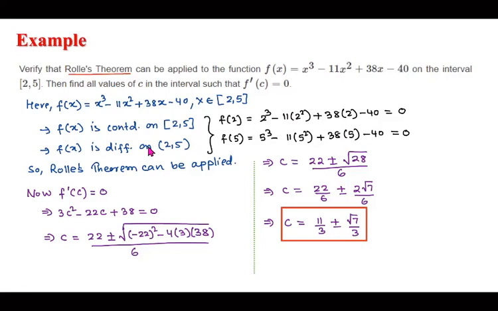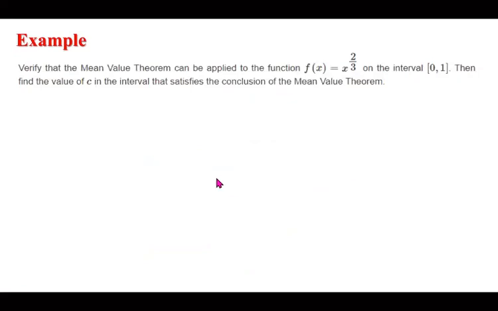Now, let's move on to example 2. Here is our example. Verify that the mean value theorem can be applied. Now, this question is on the mean value theorem. The previous question was on Rolle's theorem. Verify that the mean value theorem can be applied to this function on the interval 0 through 1. Then find the value c in the interval that satisfies the conclusion of the mean value theorem.